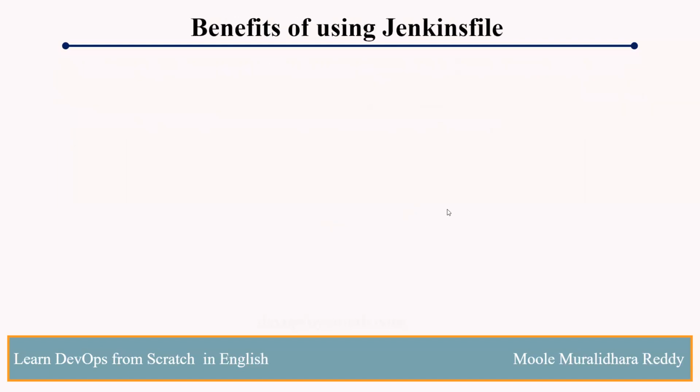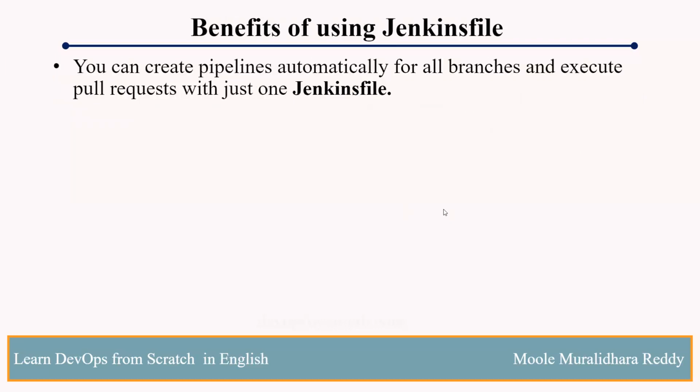Any questions? No, right? Coming to the advantages or benefits of using a Jenkinsfile. First, inside the Jenkinsfile we can define all the things, and in the particular Jenkinsfile we can use multiple branches also. You can create a pipeline automatically for all branches and execute pull requests within just one Jenkinsfile. It means for each and every branch we can create a separate Jenkinsfile, or we can create a single Jenkinsfile based on a condition, and it will pick up the specific branch.